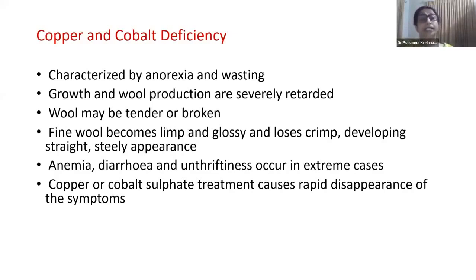You can very well treat this condition with copper or cobalt sulfate treatment. The symptoms will disappear. But take care, copper is a double-edged sword. It can also cause toxicity. So you should be very careful while giving copper, and don't give too much copper sulfate. And you also have to take care while treating these animals with copper sulfate. The animal may lick it, and that may cause copper toxicity. So that should be taken care of.